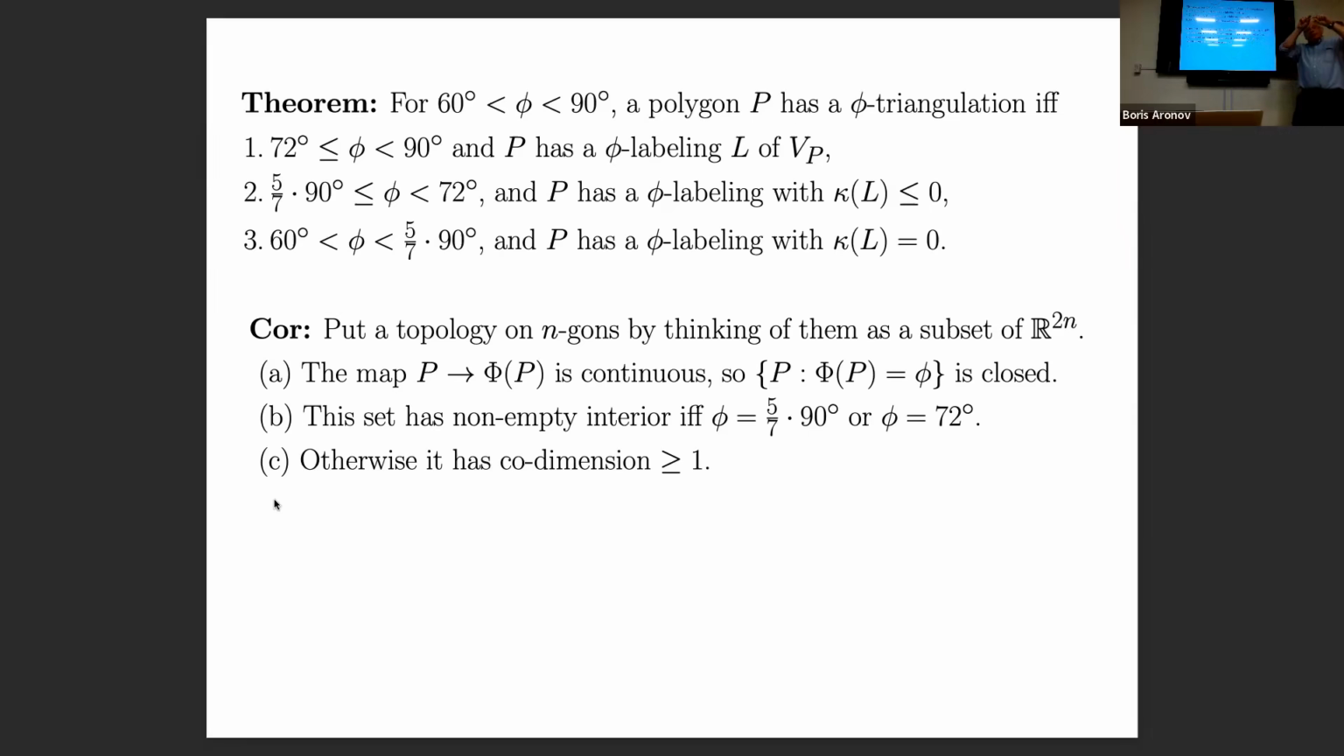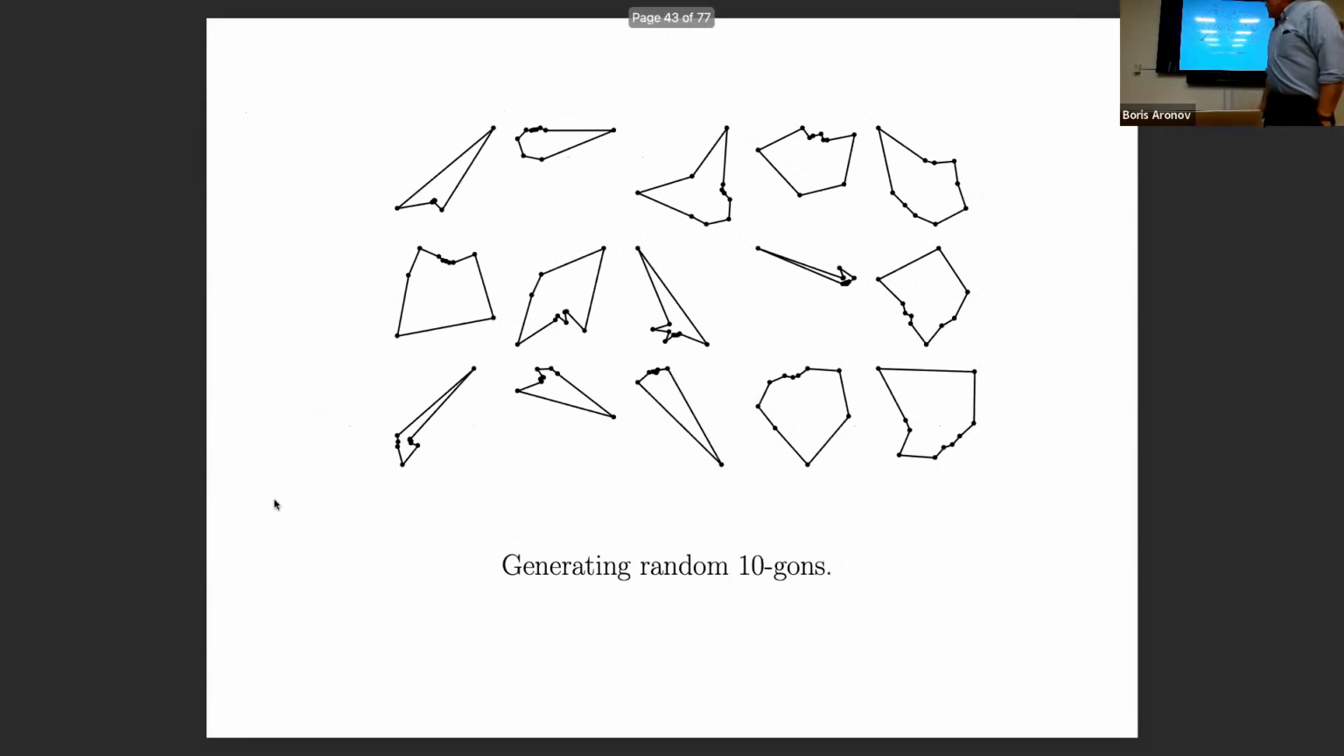So for example, if you take something where all the angles are bigger than 160 and you perturb it, the angles are still bigger than 155. So the optimal angle bound is still 72, no matter how you wiggle it. That has interior in the space of polygons. But there are only two bounds that have that particular property.